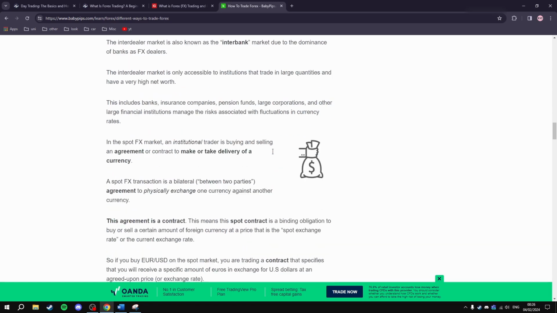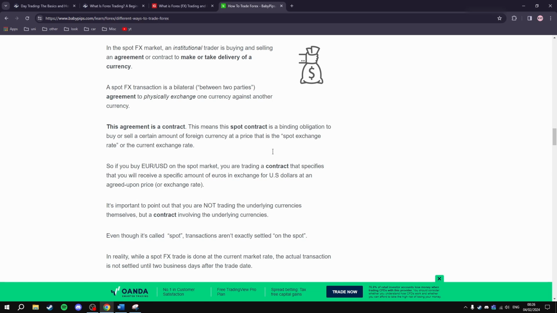In the spot FX market, an institutional trader is buying and selling an agreement or contract to make or take the delivery of a currency.